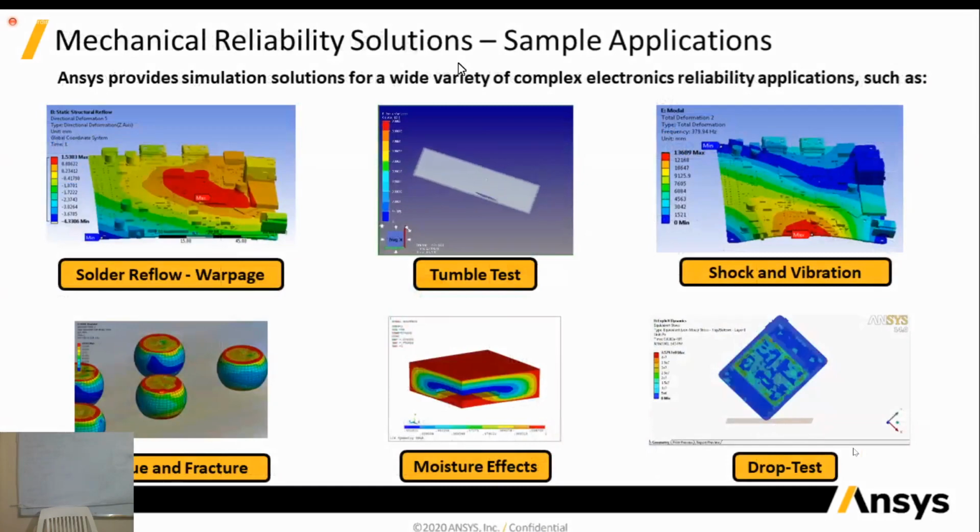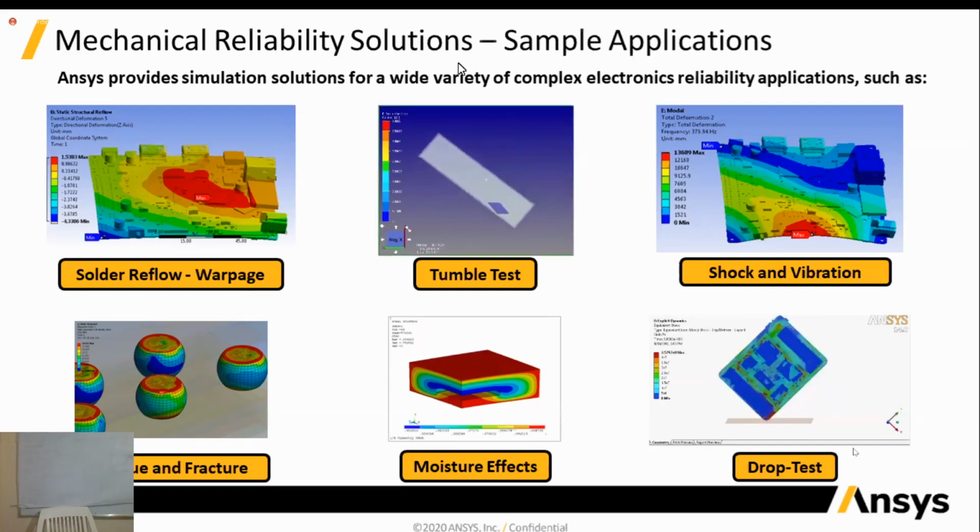So this is the gist of the overall mechanical reliability analysis. Starting with the solder reflow analysis, probably in solder reflow we'll be mostly looking at warpage, okay, the deflection due to the CTE. Then we have the tumble test, which is done using Ansys Motion, a rigid body dynamics tool, where you can look at the dynamic aspects of the system, of the component. Then we have shock and vibration. Shock and vibration involves modal analysis or random vibration analysis, depending upon your requirements. Later we will cover all these topics in detail.